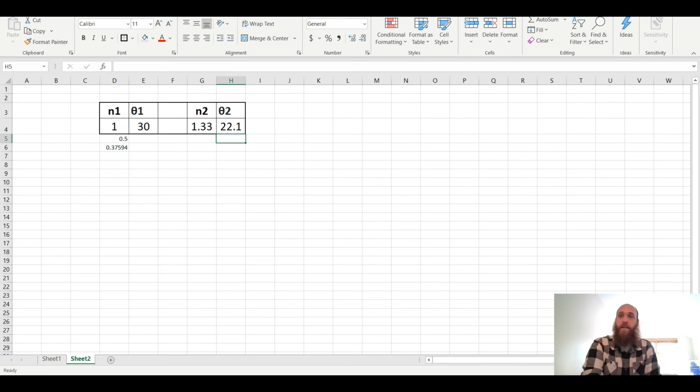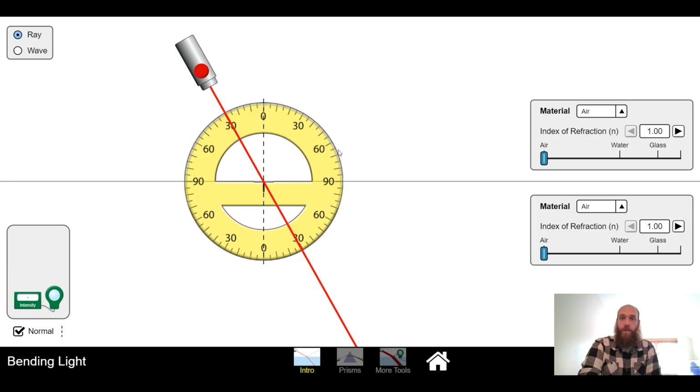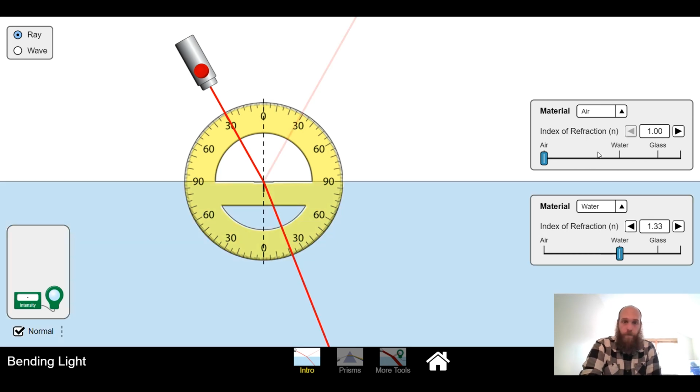So if we jump back over to our simulation for 22 degrees and change this to water, there we are, just past 20. So 5, 10, 15, 20, and there is the angle of refraction that we're making.